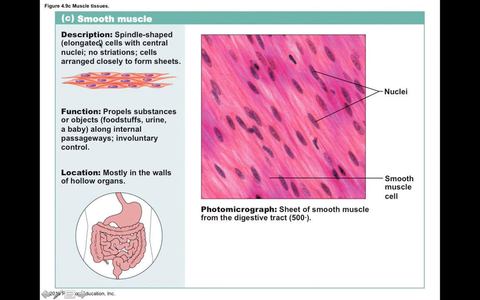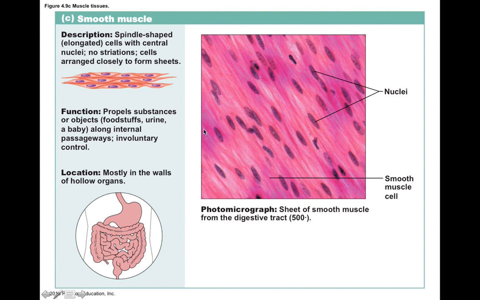Smooth muscle tissue is not striated. You don't see the stripes or striations as you would see with cardiac or skeletal muscle. And also, smooth muscle cells are smaller and they're more spindle-shaped. They kind of taper off at their ends. They're uninucleated here, and their function is involved to propel substances or objects.